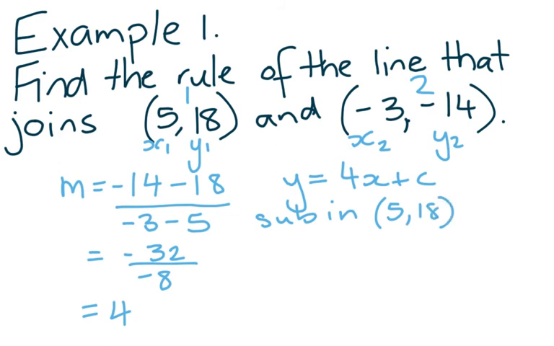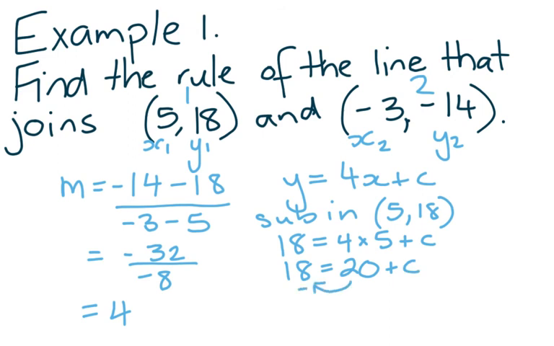Where I see y, I'm going to put 18, and where I see x, I'm going to put 5. So I have 18 equals 4 times 5 plus c. So we've got 18 equals 4 times 5, which is 20, plus c. If I move the 20 to the other side, it becomes a takeaway, so I end up with c as negative 2. Therefore, the final rule would be y equals 4x take 2 for this first example.